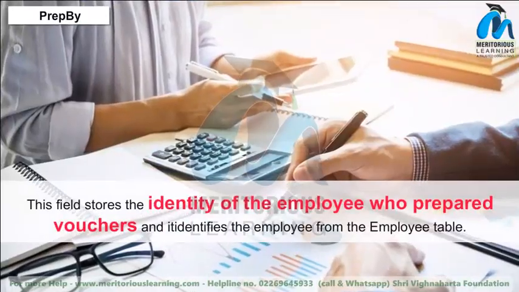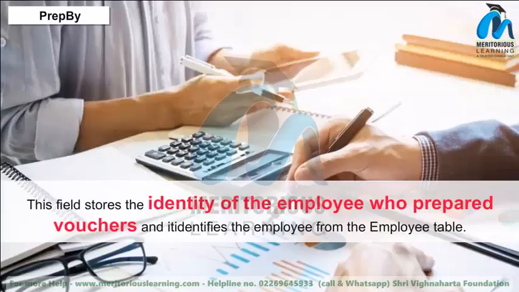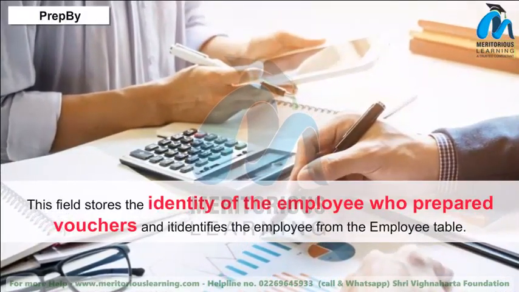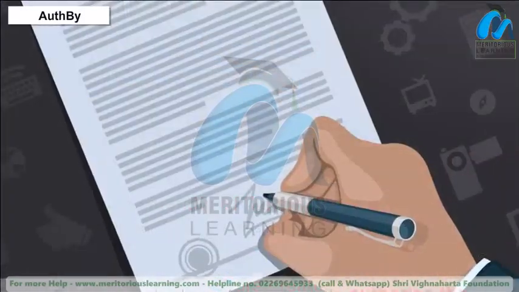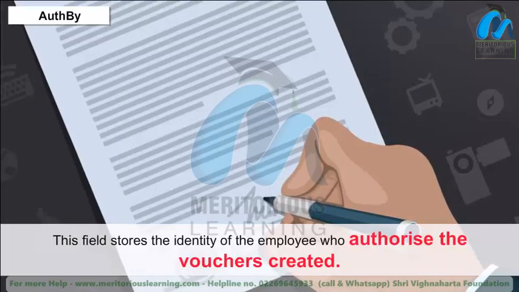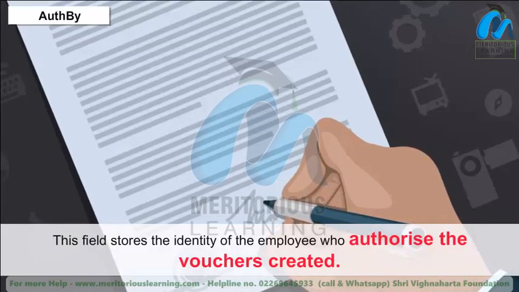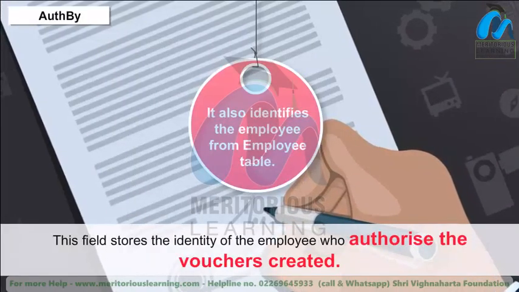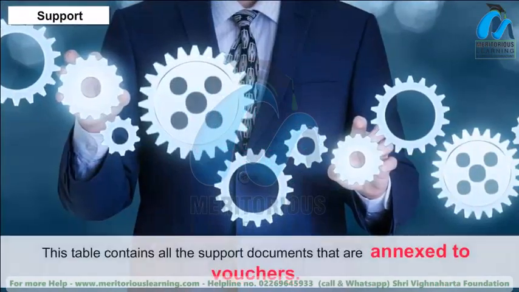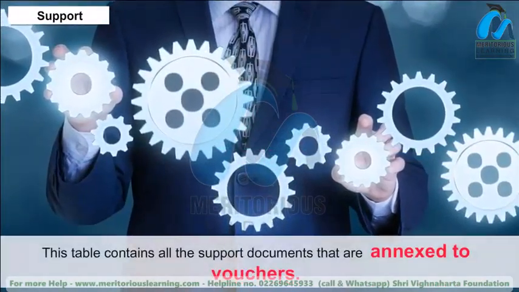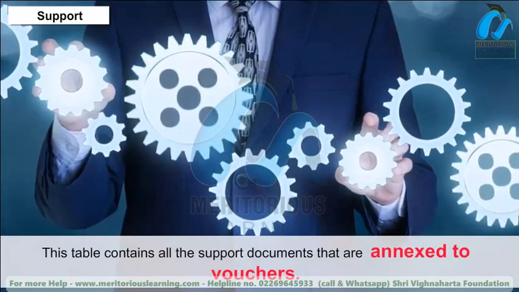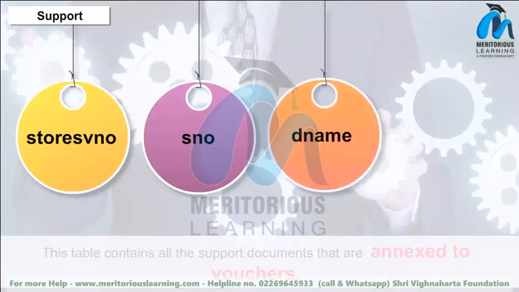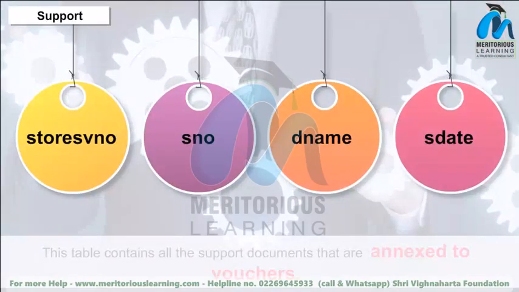This field stores the identity of the employee who prepared vouchers and it identifies the employee from the employee table. Authorized by. This field stores the identity of the employee who authorized the vouchers created. It also identifies the employee from employee table. Support. This table contains all the support documents that are annexed to vouchers. It stores V number, S number, D name, and S date.